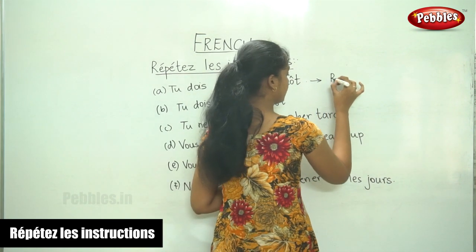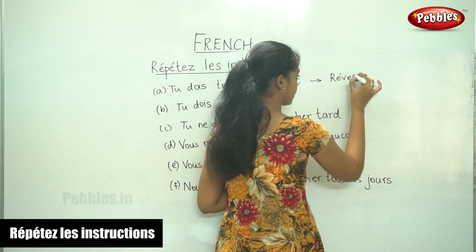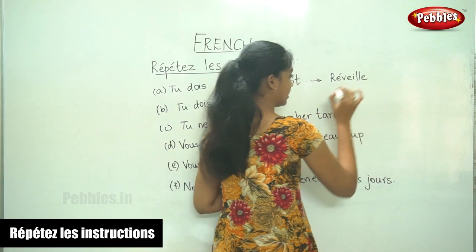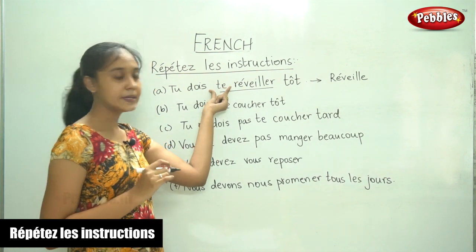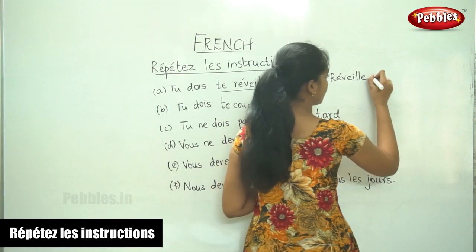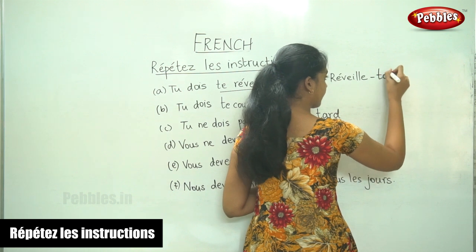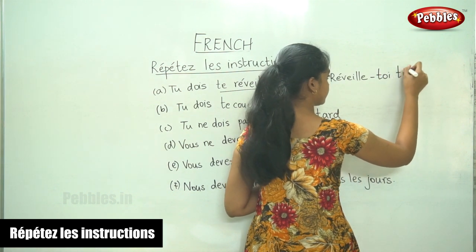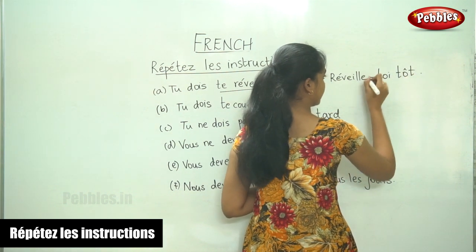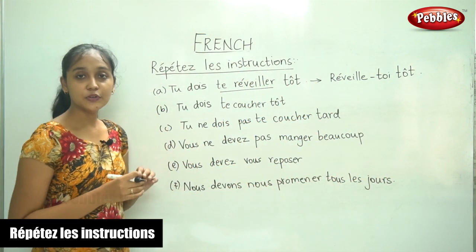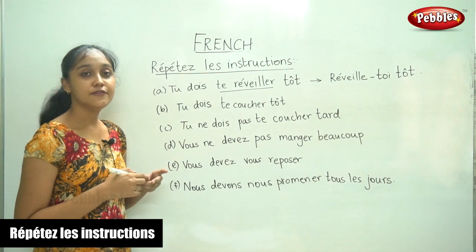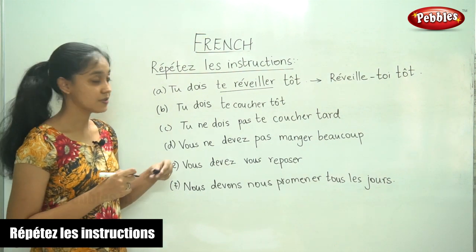So réveiller, and te becomes toi, tôt. Réveiller toi tôt. So that is how you write for a reflexive verb.